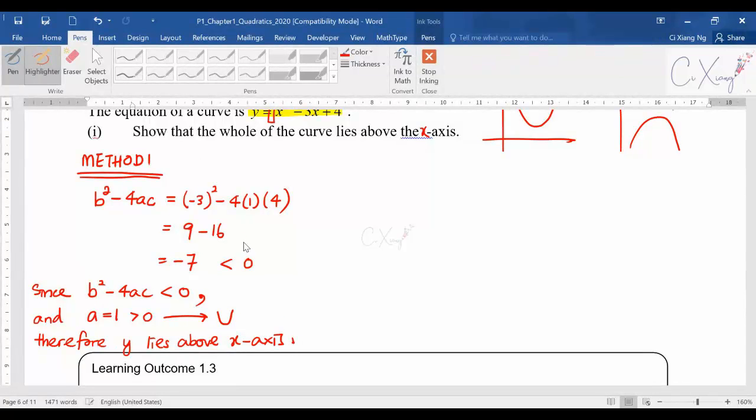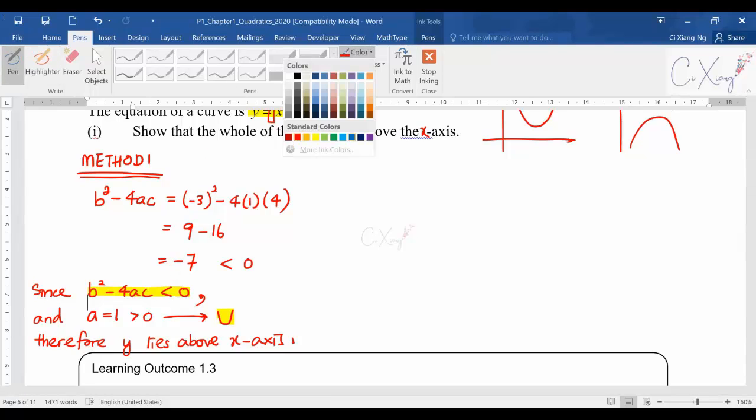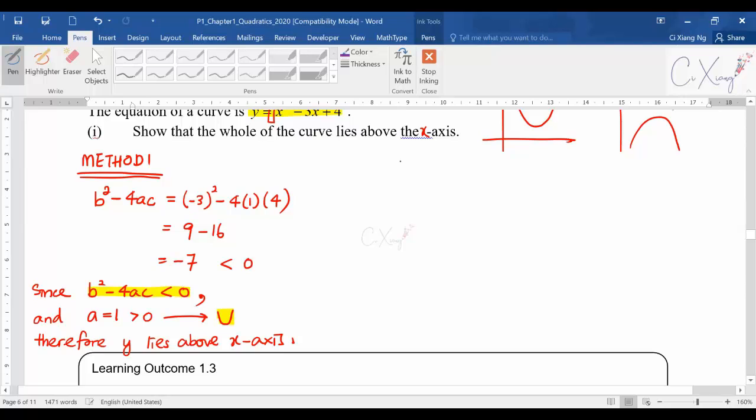So in your step, if let's say you want to use the discriminant idea, besides b squared minus 4ac smaller than 0, you also have to prove that your graph is a U-shaped graph. Then only you can say or conclude that your whole curve is above the x-axis, lies above the x-axis. So this is the first method that involves discriminant.